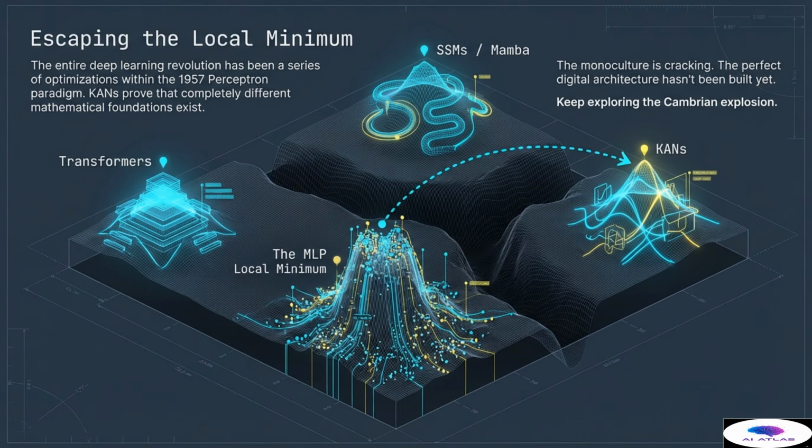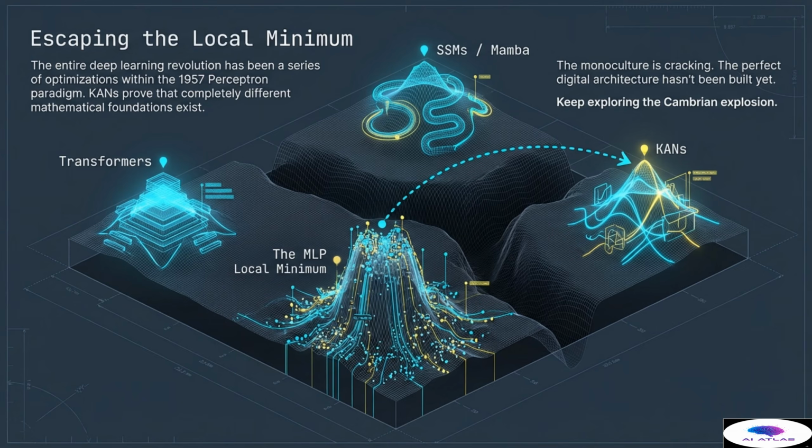For a long time, the entire deep learning revolution has been a series of optimizations within the 1957 perceptron paradigm. We have seen the rise of transformers and state space models like Mamba, but these are still largely built on the same foundational ideas. KANs prove that completely different mathematical foundations exist and are viable. The monoculture of traditional neural networks is finally cracking. We are entering a sort of Cambrian explosion of digital architectures where the perfect design hasn't been built yet. By exploring alternatives like KANs, we are pushing the boundaries of what is possible and moving away from the safety of the established local minimum.